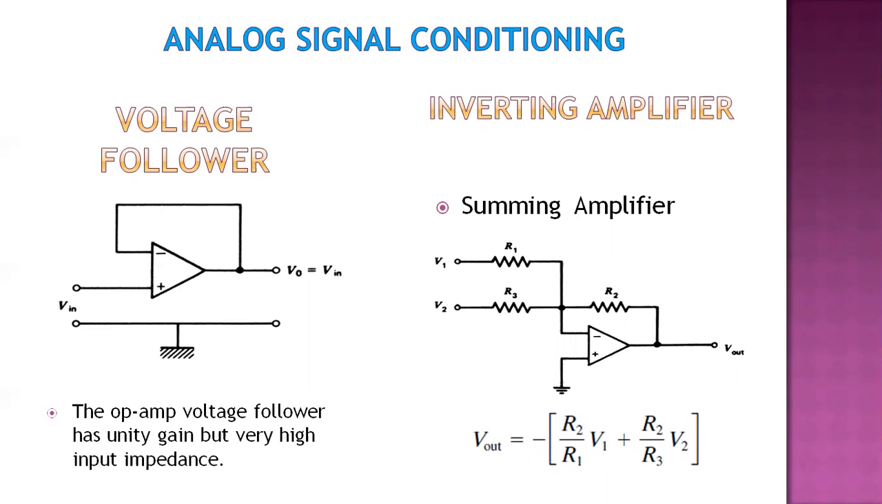We can make a common modification in the inverting amplifier to make the summing amplifier. The transfer function of this amplifier is V out equal to minus of R2 divided by R1 times V1 plus R2 divided by R3 times V2. So the sum can be scaled by a proper selection of resistors. For example, if we make R1, R2, R3 the same, then the output is simply the inverted sum of V1 and V2. The average can be found by making R1 equal to R3 and R2 equal to R1 by 2. So this is the summing amplifier.